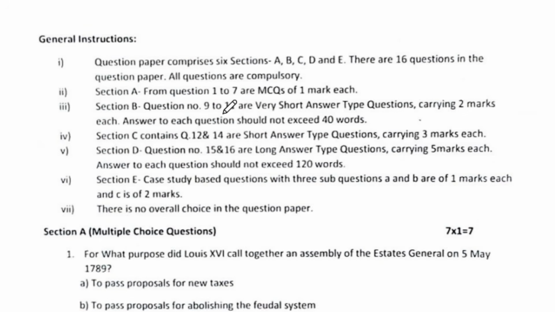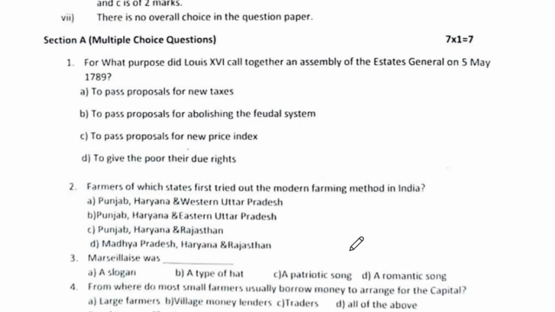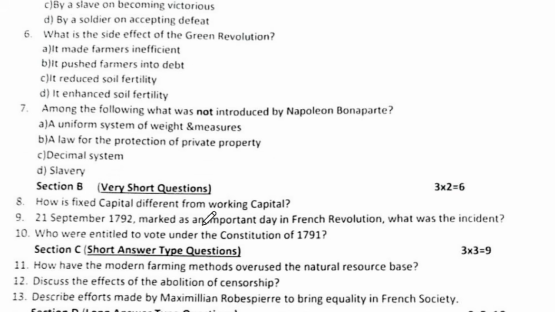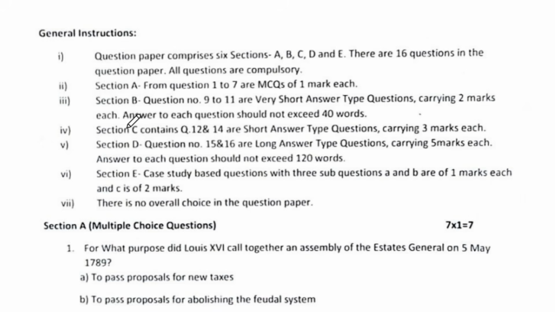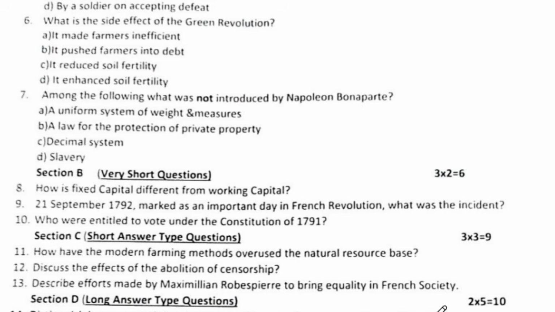Next, section B, questions 9 to 11, all are very short answer type questions carrying 2 marks each. The answer to each question should not exceed 40 words. So it is a 2 mark question, and it should not exceed 40 words. Section C contains questions 12 to 14, short answer type questions carrying 3 marks. So this section has 3 mark questions.